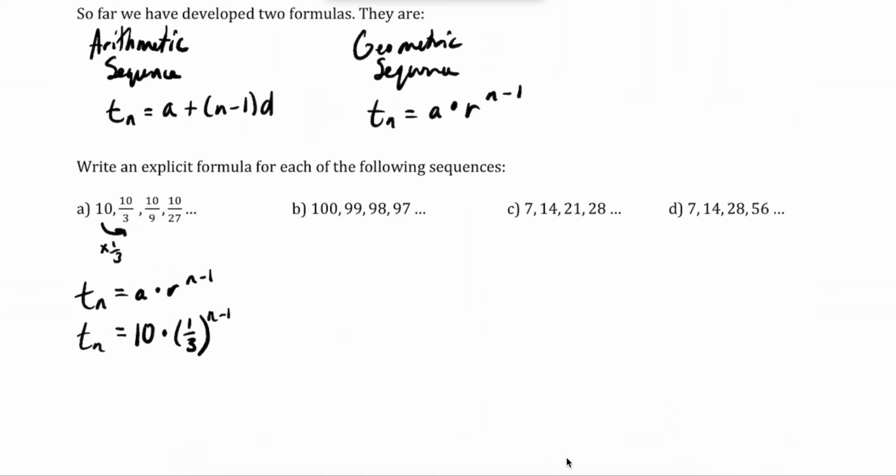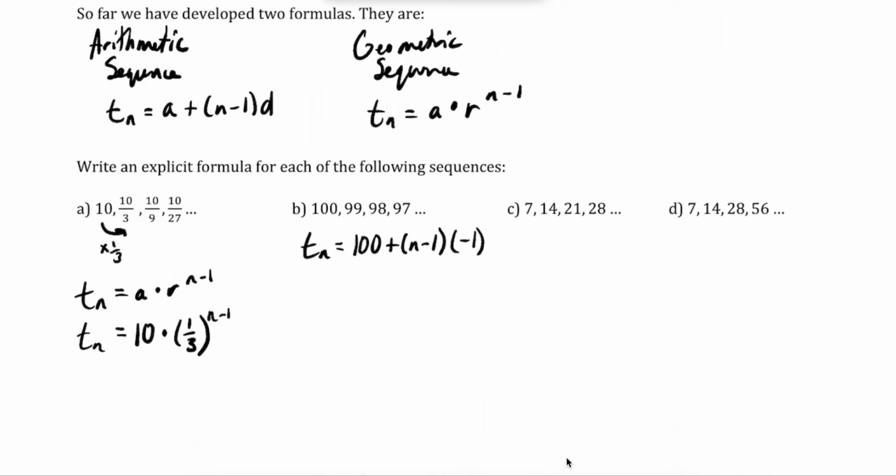The second one is arithmetic. I'm subtracting 1 every time. So Tn is going to be equal to A plus n minus 1 times D. So A in this case is 100 plus n minus 1 times D, and D in this case is negative 1.